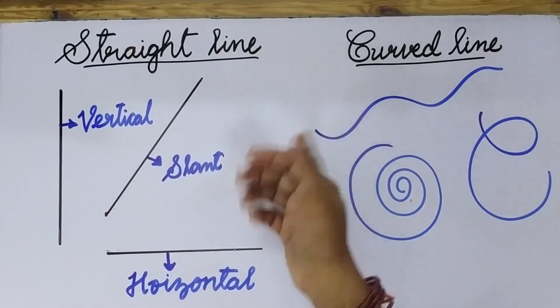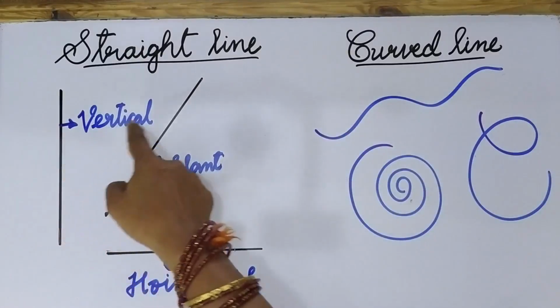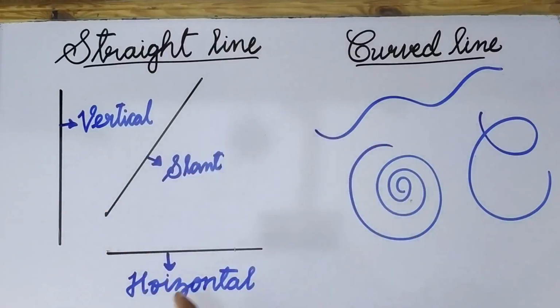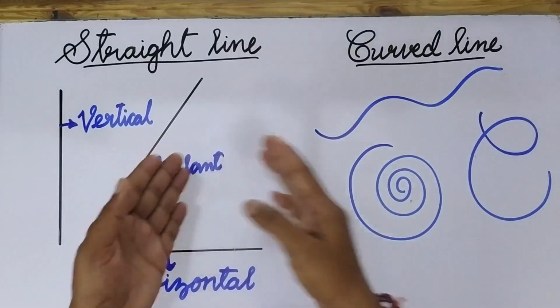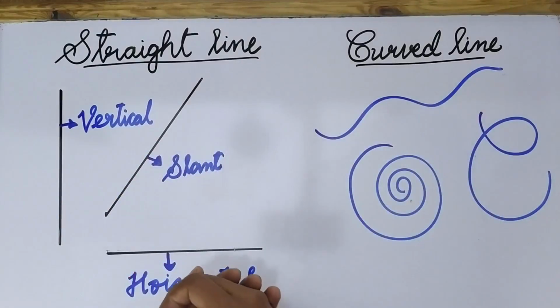Yes, these are all straight lines, these are all curved lines. Vertical line, slant line as well as horizontal line. What about these? Curved line. Using these lines we do make plane shapes, or we construct a few shapes.